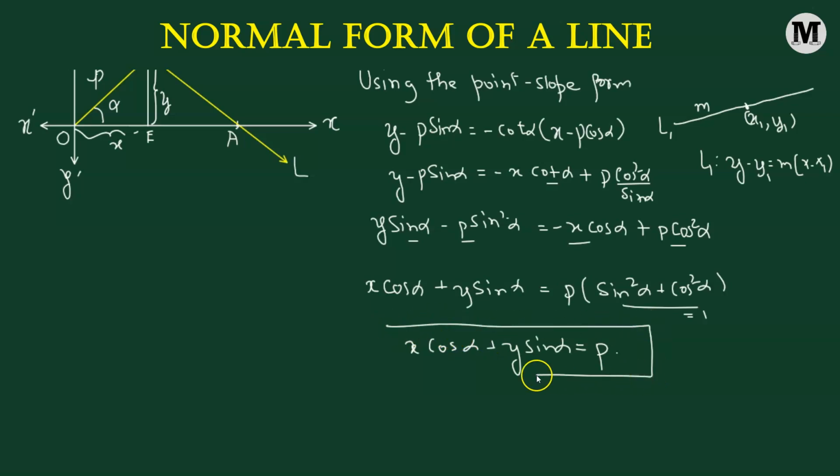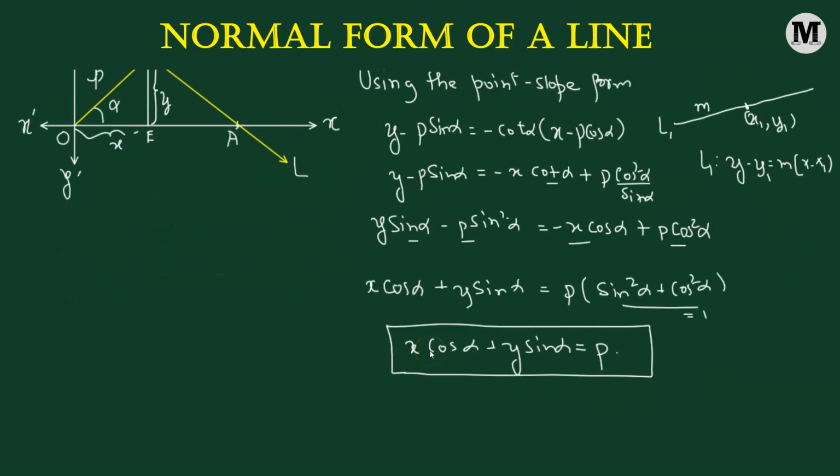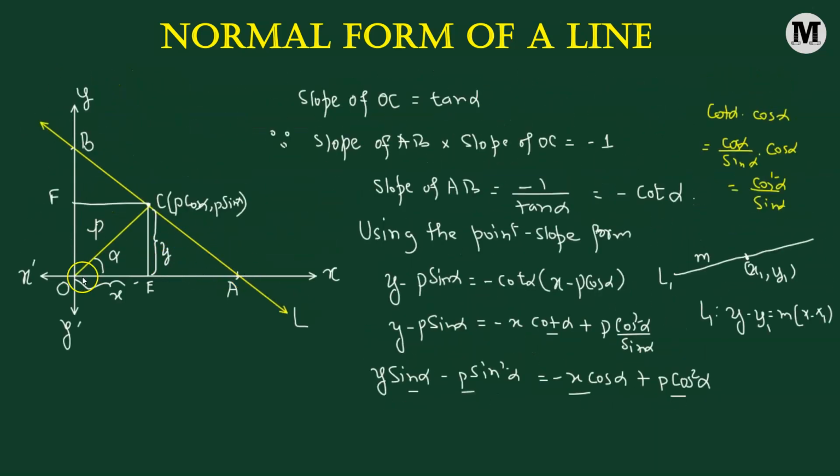So this is also going to give us the same equation. Whichever approach you use, both of them are giving us the same result. So this is going to be the equation of the straight line L, which is at a perpendicular distance of p from the origin, and the perpendicular length, or the normal, makes an angle of alpha with the positive direction of the x-axis.